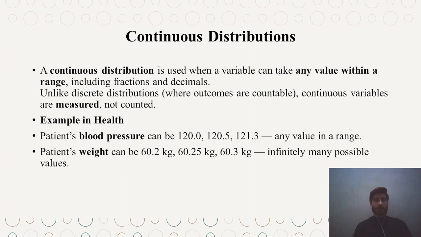Now this is a continuous distribution. A continuous distribution is used when a variable can take any value within a range. Like it can take a value from 0 to 10. It may be 9.5, 8.5, 8.1. Unlike discrete distributions, continuous variables are measured, not counted. Patient blood pressure can be 120.0, 120.5, 121.3, any value in a range, and the weight can be 60.2, 60.25, and so on.